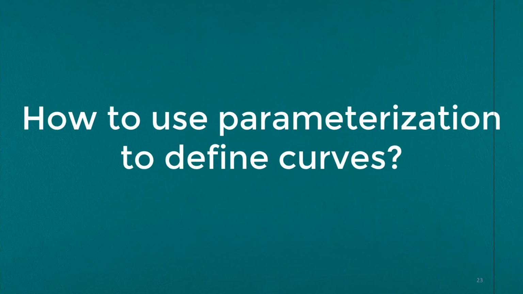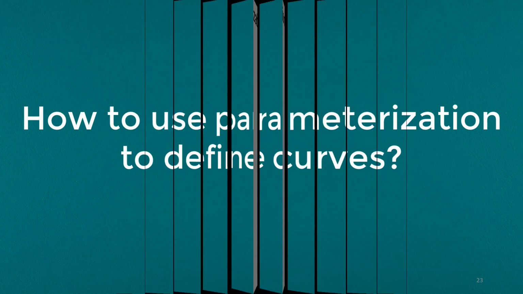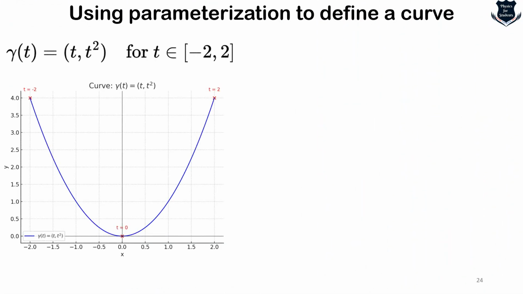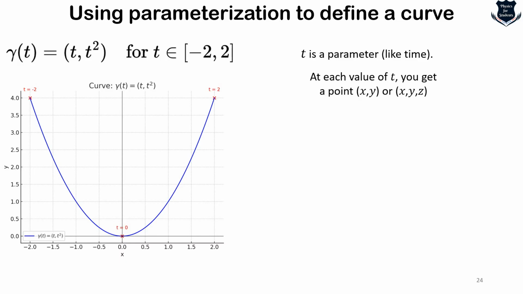So we move on to the next part of our video, where we will demonstrate how to use parameterization to define curves. In order to do that, I would like you to imagine a parabola, for example, gamma t equals t comma t squared, where t is in a given interval. I will explain all this part. Here t is like a parameter, which is like time. Now, at each point of t, you get different values.